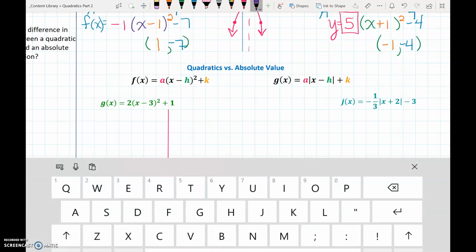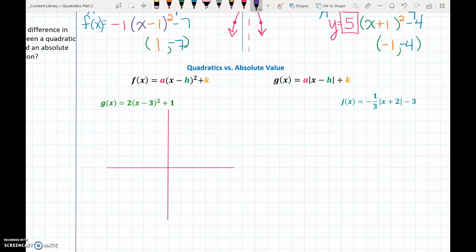So I just look at it and I know that my vertex, I'm going to write it above it so I have more room. So my vertex, the opposite of x gives me 3, and my y is 1. So 3, 1, I plot my vertex. I'm going to go ahead and draw in that axis of symmetry. And I look at my A term. So over 1, up 2. Over 1, up 2.